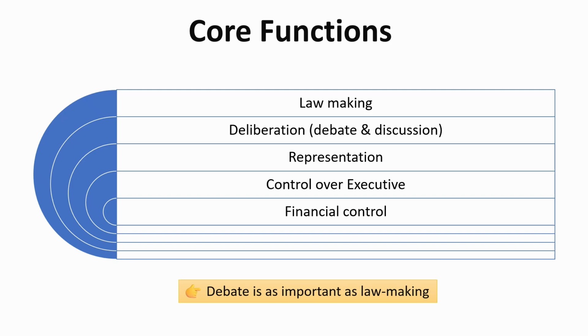Now, what are the functions of legislature? So the legislature performs five very important functions. First is lawmaking. It creates laws that everyone in the country must follow. Second is deliberation. This means discussing issues like unemployment, education, health, and national security. Third is representation. Members of parliament represent people from different regions and communities. Fourth is control over the executive. The government is answerable to the legislature. And fifth is financial control. The legislature decides how government money is spent. So the legislature is not just about passing laws, it is about discussion, accountability, and representation. So it can be said that debate is as important as lawmaking.